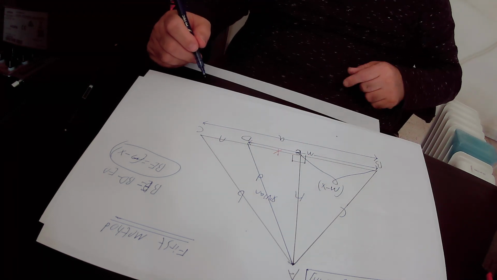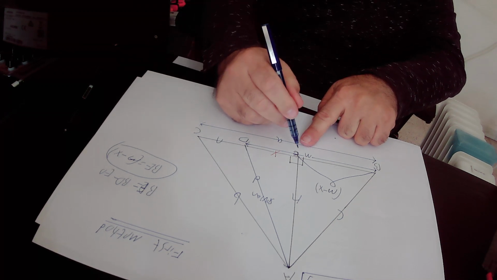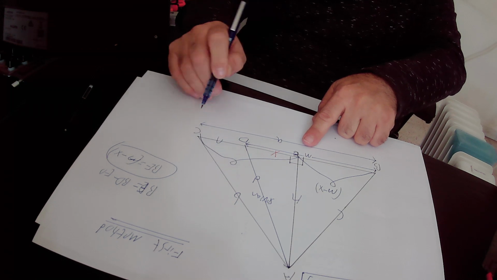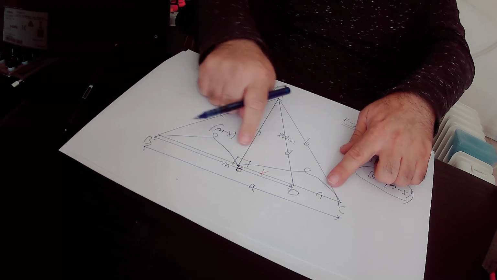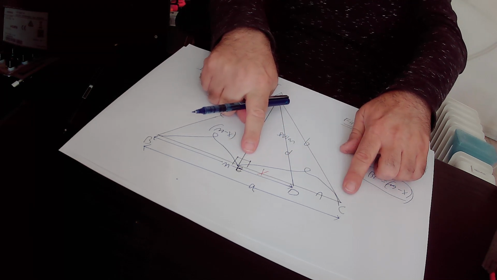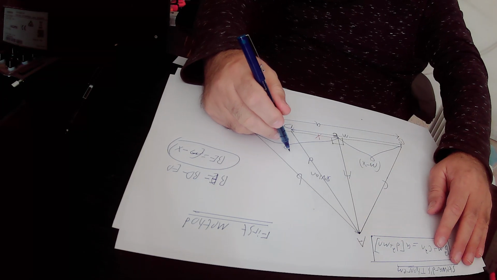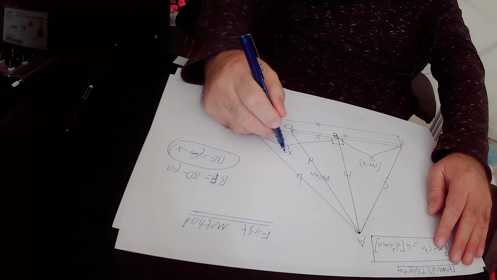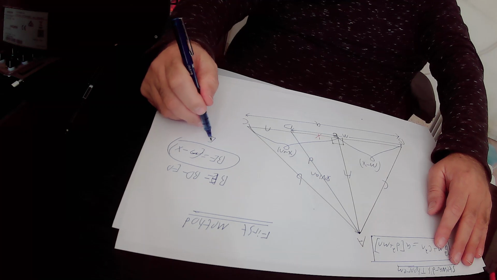And what is the length of line segment EC? From the drawing it is very easy to see that EC equals X plus N. Write it down here. EC equals X plus N.